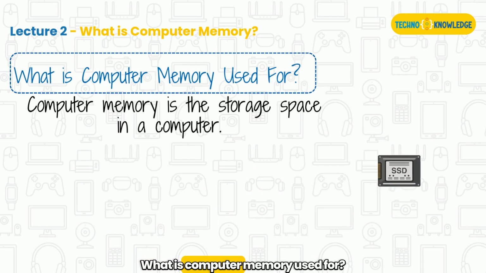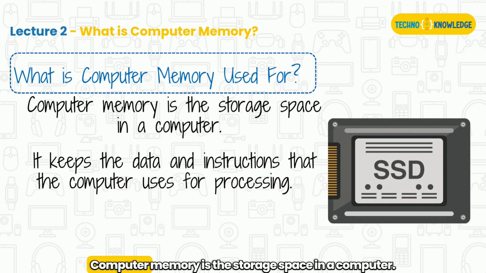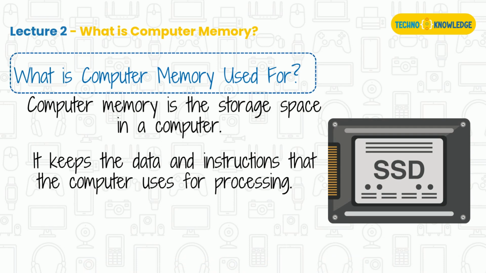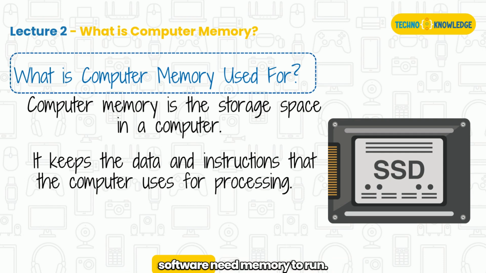What is computer memory used for? Computer memory is the storage space in a computer. It keeps the data and instructions that the computer uses for processing. Without memory, the computer cannot work properly. Even the operating system, hardware, and software need memory to run.